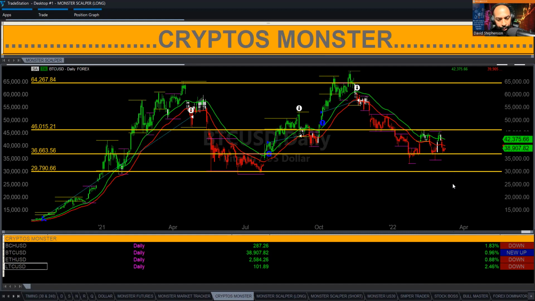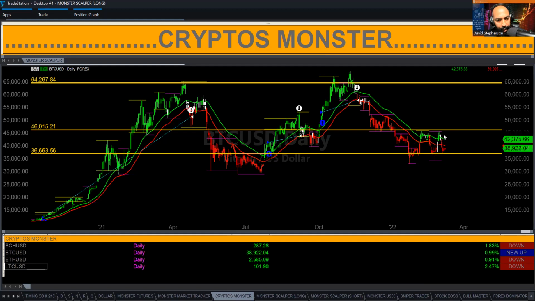Or vice versa. Let's say the price breaks this resistance here. I know that the buyers are in control, and now the buyers could look to take the price up to this area right here, which was our previous resistance. So we're always blocking off price.